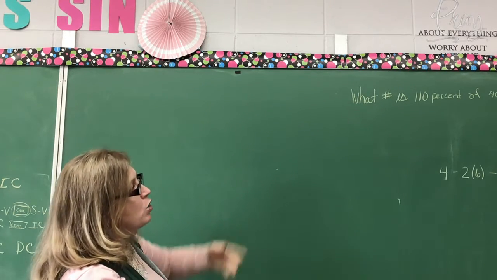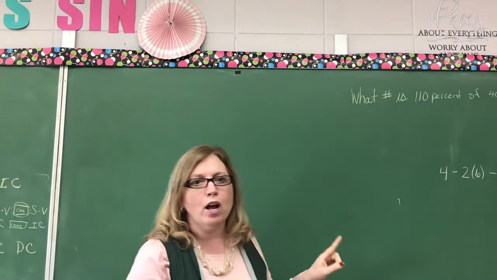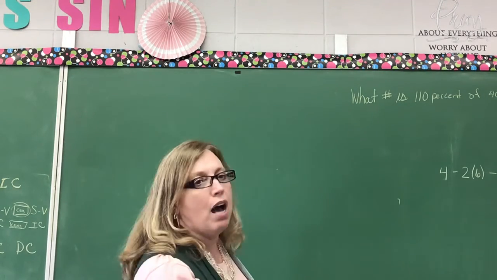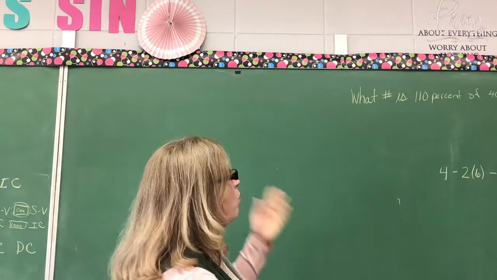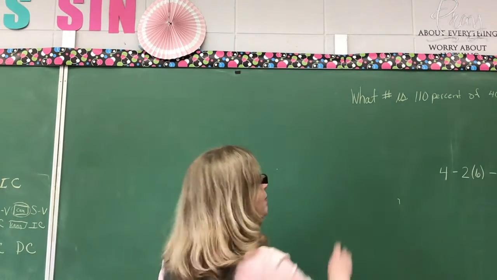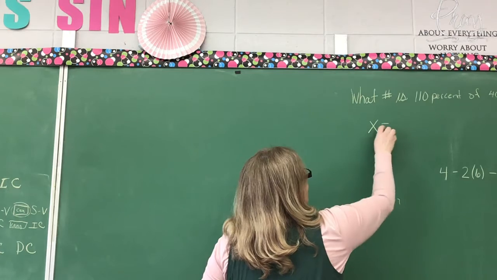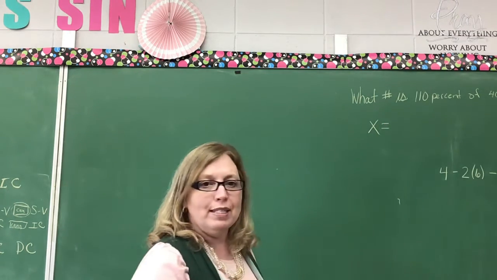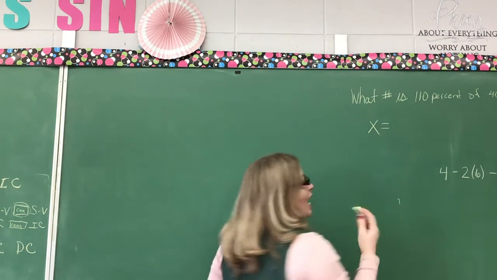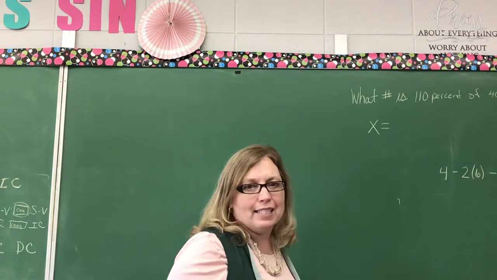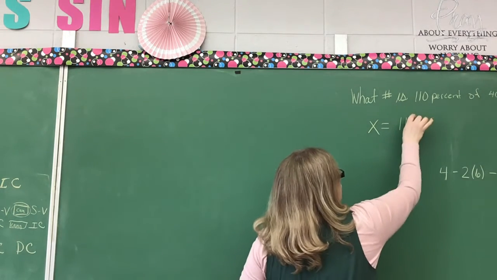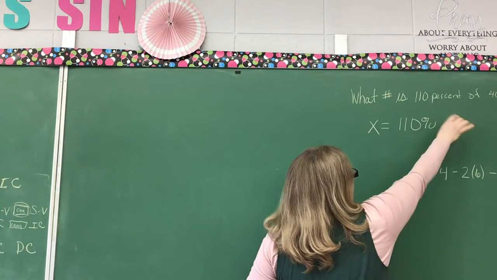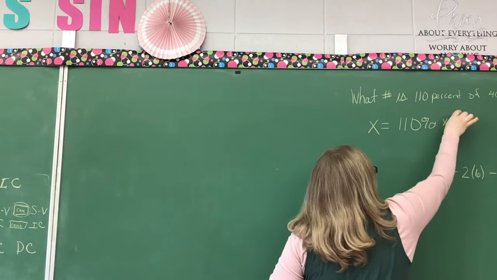Let's look at this next one. What is 110% of 40? 110% of 40. Well, what number is? So that's going to be the x is 110%, which I can't write a percent in my problem. Okay, I'll write it down as a percent first. Okay, of means to multiply by 40.